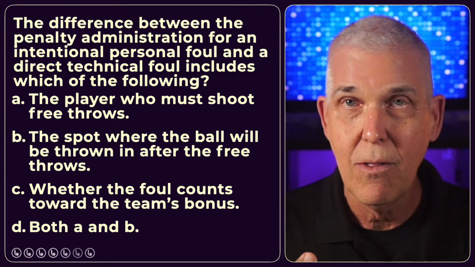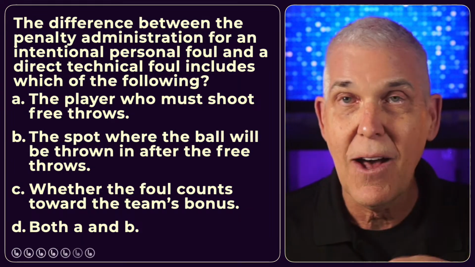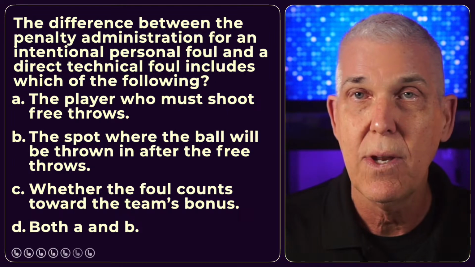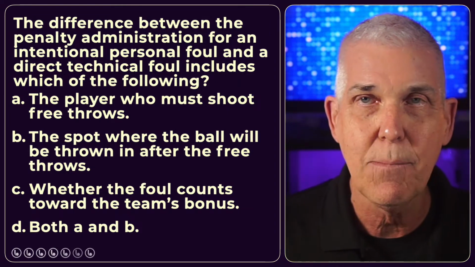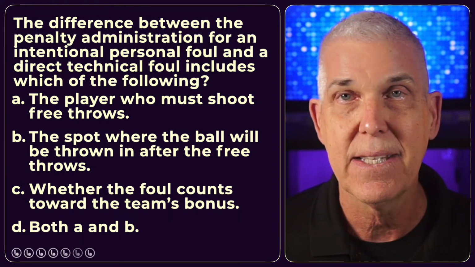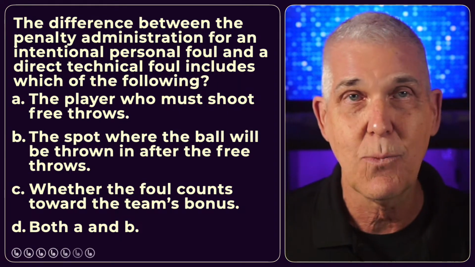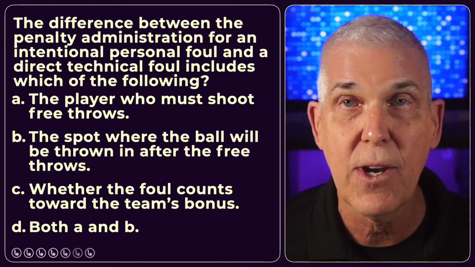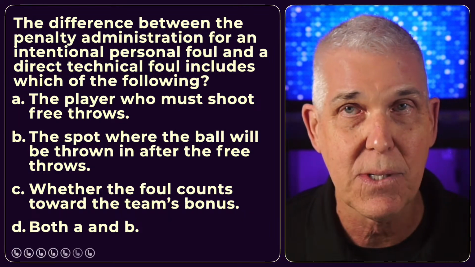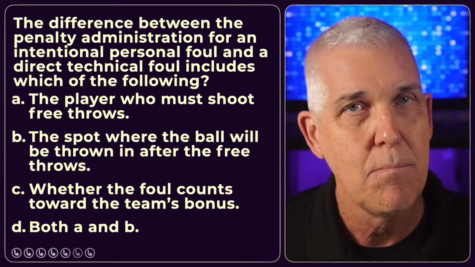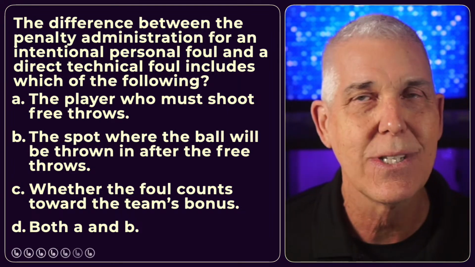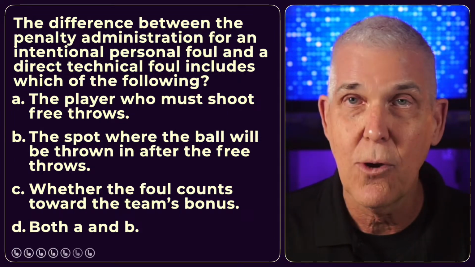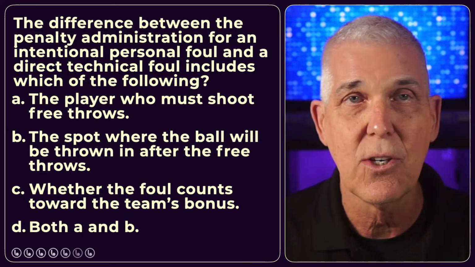For a technical foul, the free throws may be attempted by any player or eligible substitute, and the ball will always be inbounded at the division line opposite the table. So those are the differences as we outline. Let's see what the answers to the questions are. A, the player who must shoot the free throws, that is a difference between the two. Must shoot, interesting language. B, the spot where the ball will be thrown in after the free throw, that is a difference between the two.